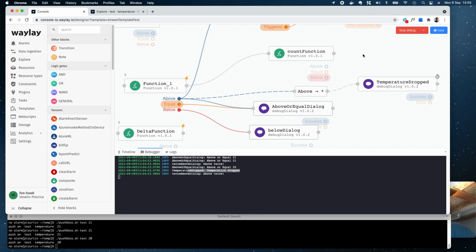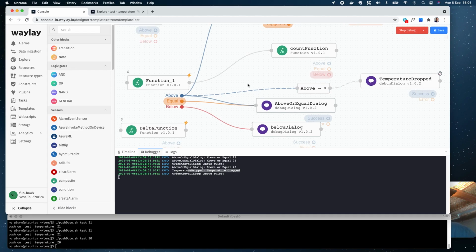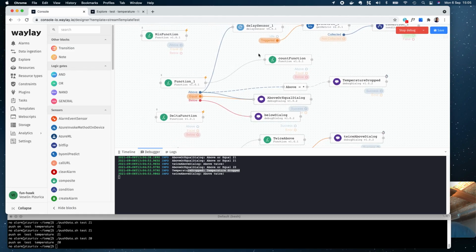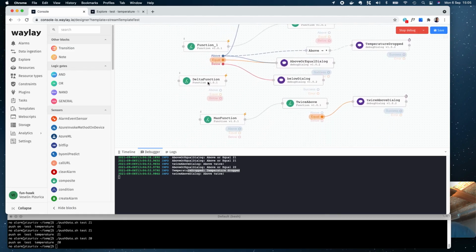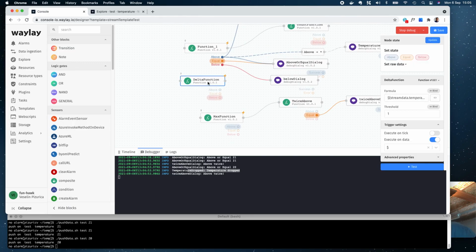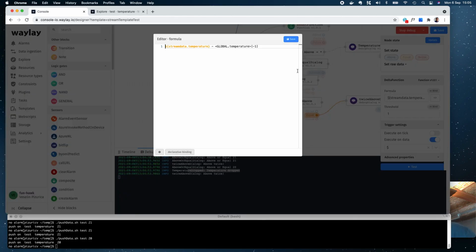So let's now look at some other functions. In the next one, I'm going to look at this one here. We will look at the stream data and see when the temperature drops by 1 degree between 2 consecutive measurements. For that, we will not look at the time series database. We just look at the stream data. So let's see what happens here.